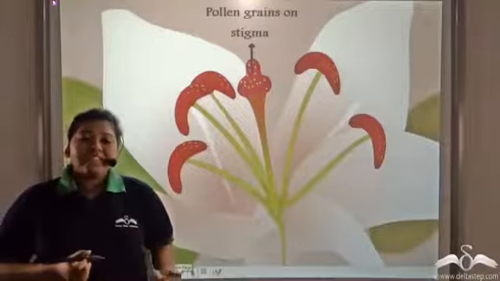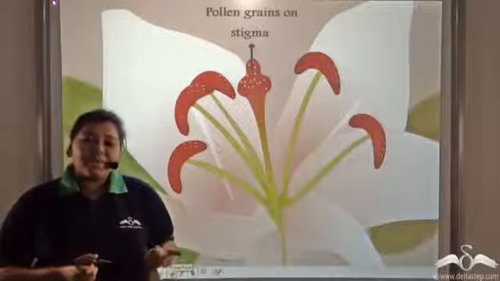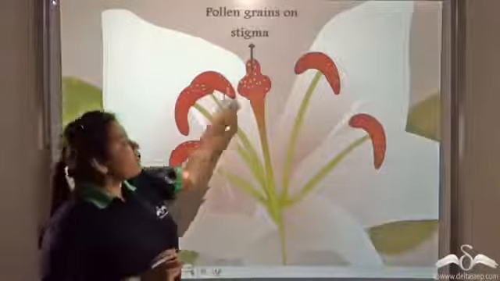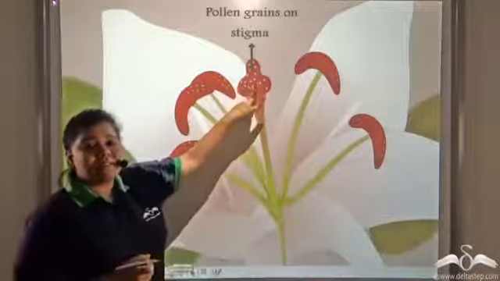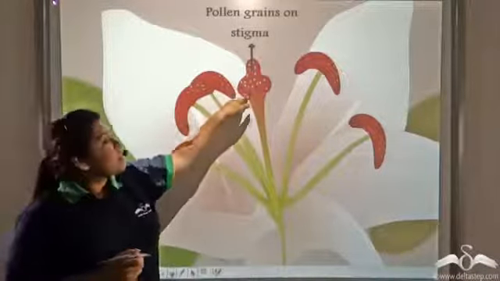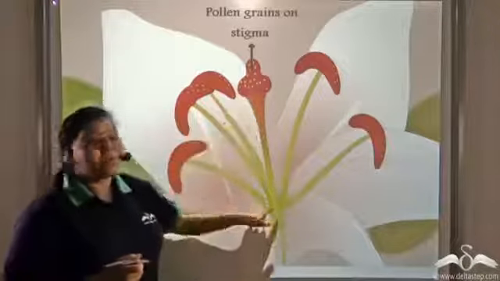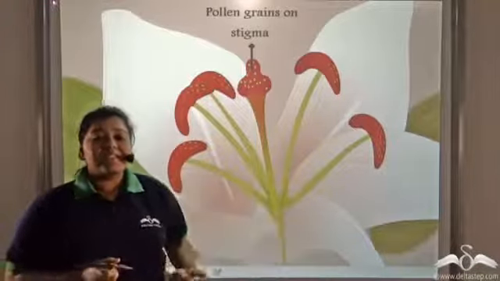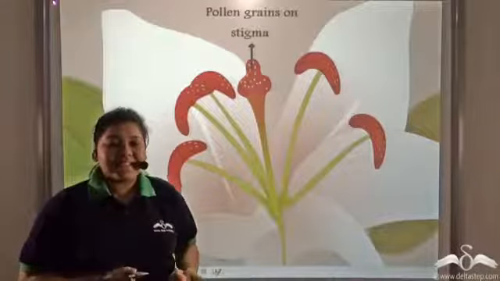Now, pollination ensures that the pollen grains fall on the stigma of the carpel. Now, how do these pollen grains journey into the ovary that contains the ovule? Let us see.